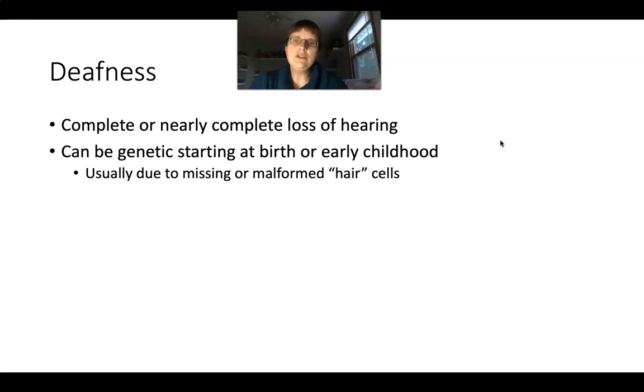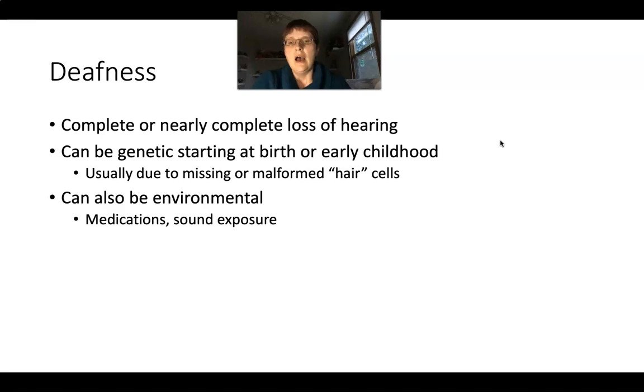This is usually due to missing hair cells, or the hair cells come in malformed, meaning that instead of the hairs being straight, they are bent or curled or some shape other than the straight shape that they're supposed to be for that membrane to come in and hit and bend. So that is one of the common ones that we see for deafness, but it can also be environmental.